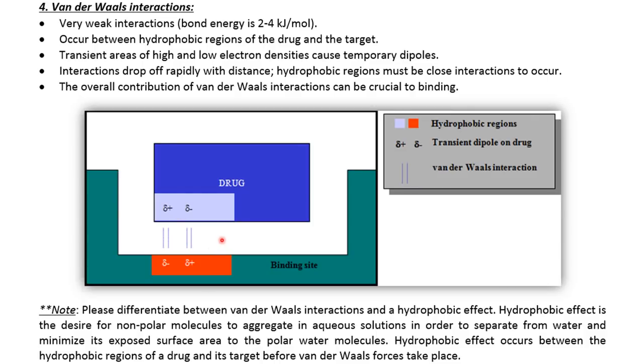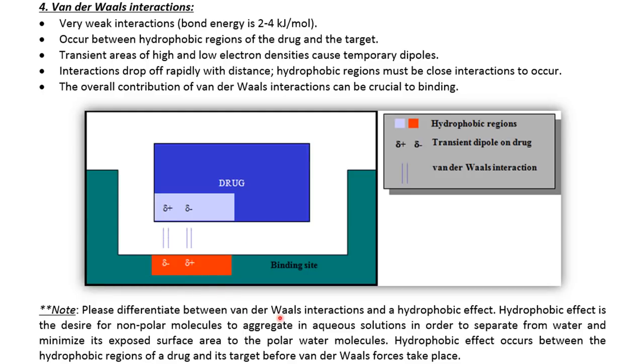As you can imagine, these van der Waals interactions require that the hydrophobic regions be very close to each other, so they depend on the distance. If the distance is large, the van der Waals interactions will not occur. Although the van der Waals interactions are very weak, they are very crucial to the binding process because of the cumulative effect of the overall van der Waals interactions from different parts of the drug and the binding site.